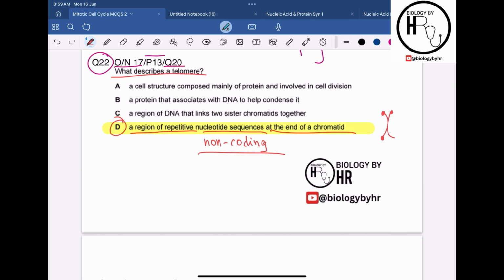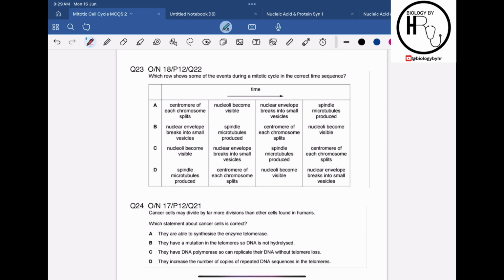I think you must have memorized this by now because we have discussed it so many times, right? Alright, so now let's move on to question 23, which is from October-November 2018, paper 1-2, question 22.